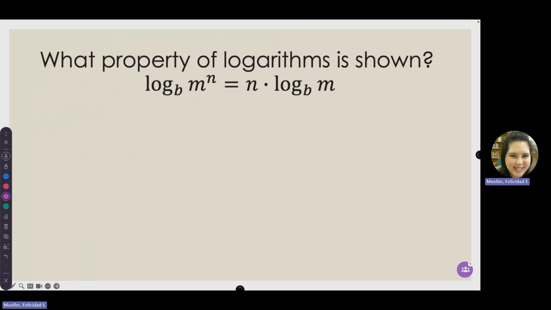What property of logarithms is shown? So this question is actually designed to make you look at your formula chart because we just want the name of it. So whichever one we looked at earlier, again, we said moving to the front, this would be power property. Again, this question is actually truly designed just to make you look at your formula chart.